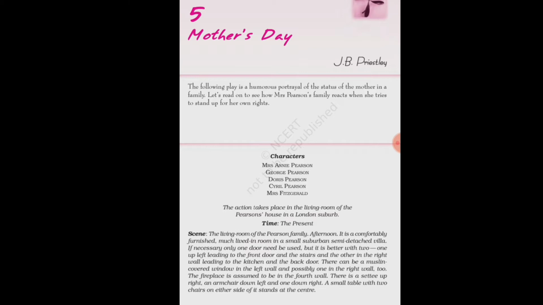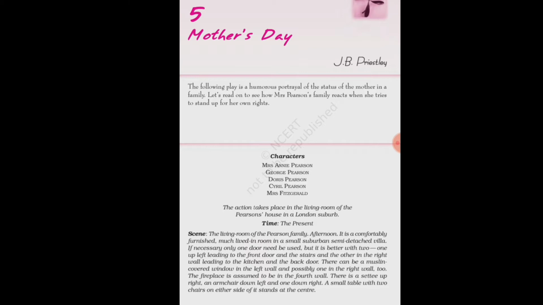So, this is basically about a mother in a family, and it tells us about Mrs. Pearson's family. So the characters given here are Mrs. Annie Pearson, George Pearson, Doris Pearson, Cyril Pearson, and Mrs. Fitzgerald. So these are the characters mentioned in the lesson.